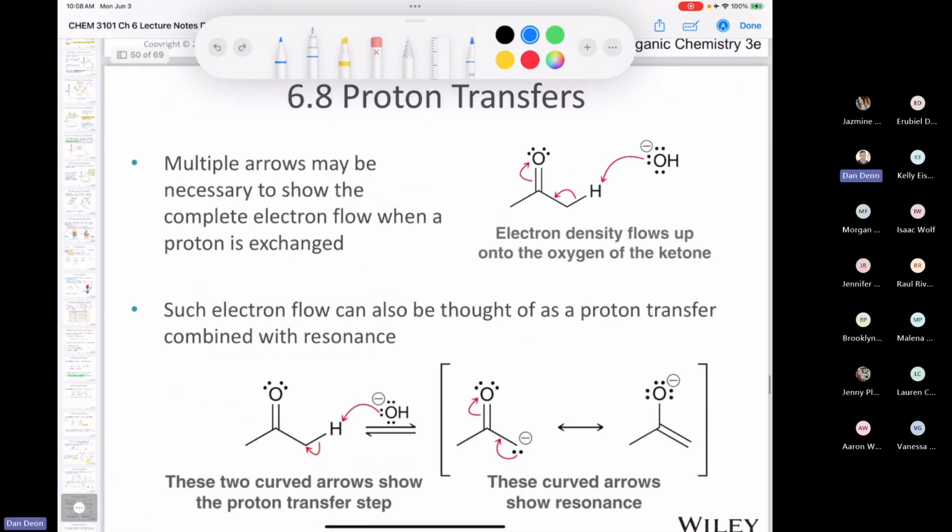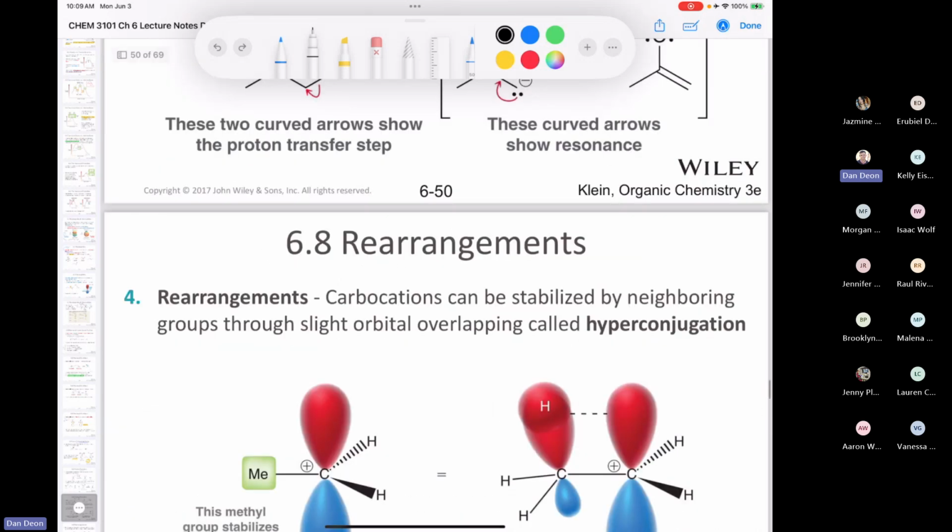So multiple curved arrows may be necessary to show the complete electron flow when a proton is exchanged. So we have the hydroxide ion here picking up the proton, and then you see we're forming a double bond here and putting a negative charge on the oxygen. So the result of these curved arrows, I'll just write it off here to the left a little bit. It's going to look like this, where you'd have a double bond like this, and your oxygen would have 3 lone pairs. And then, of course, you have your water after the hydroxide has picked up the proton. So it says here, something like this. This is kind of like a proton transfer combined with a resonance at the same time. But anyhow, we're going to get some practice on those as we move forward.